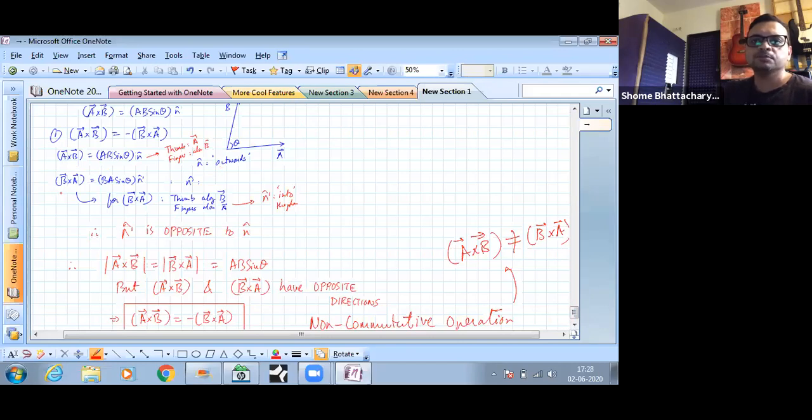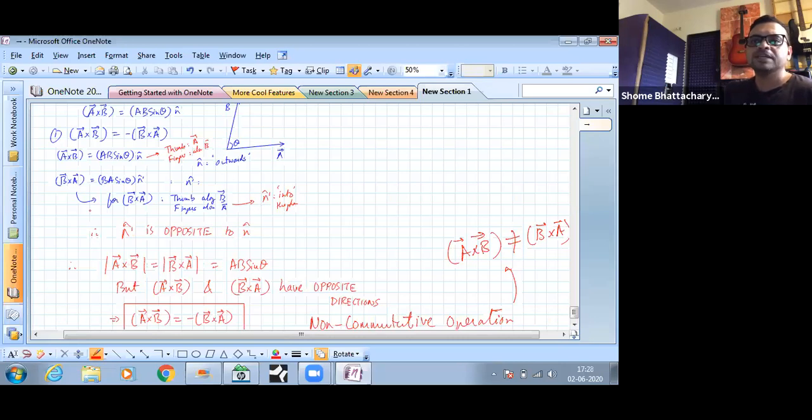But next when I'm doing B cross A, for the direction of n cap, I should put, because first I've written the vector B, then the vector A, my thumb along B and my fingers along A. Whichever is the first vector in the notation, that one should be where your thumb is, and whichever is second, coming after the cross sign, that's where your finger should be. So when you write B cross A, the relationship gets reversed. So now your palm points inwards.